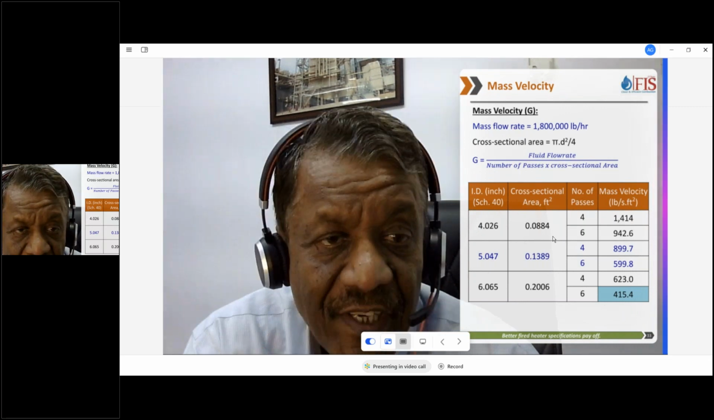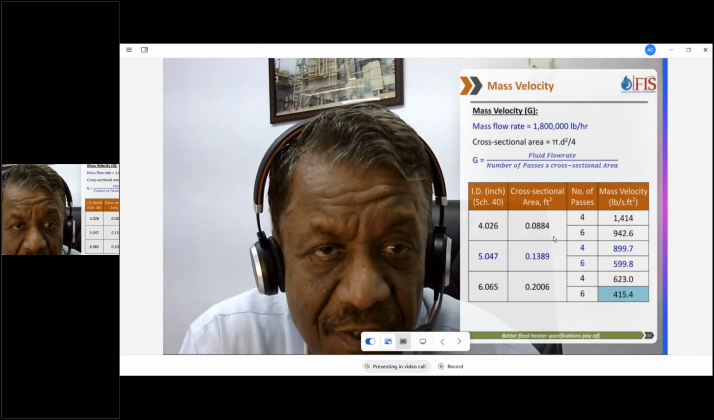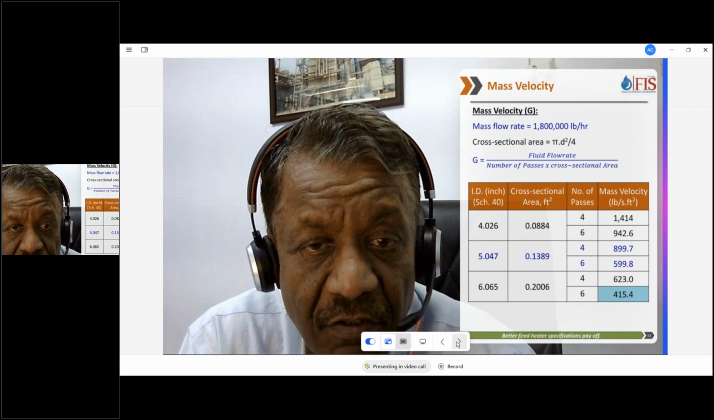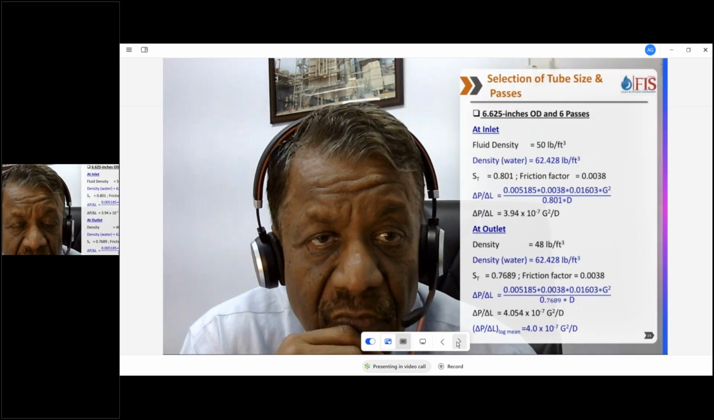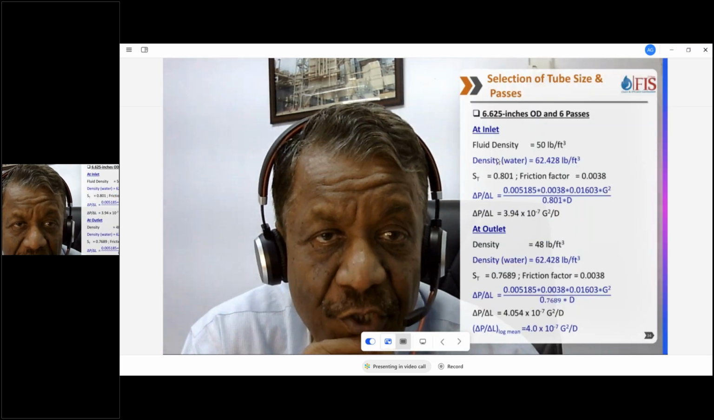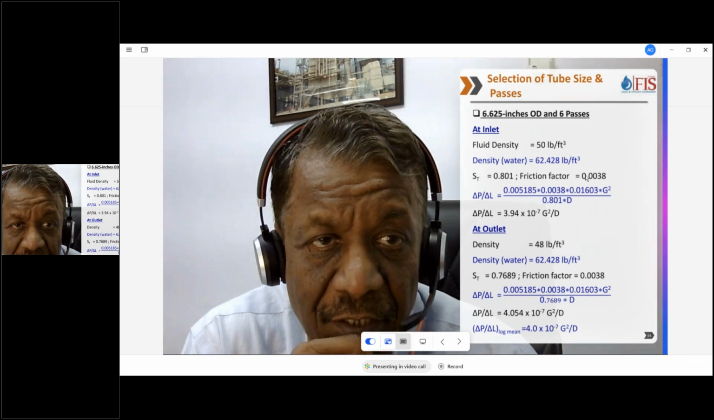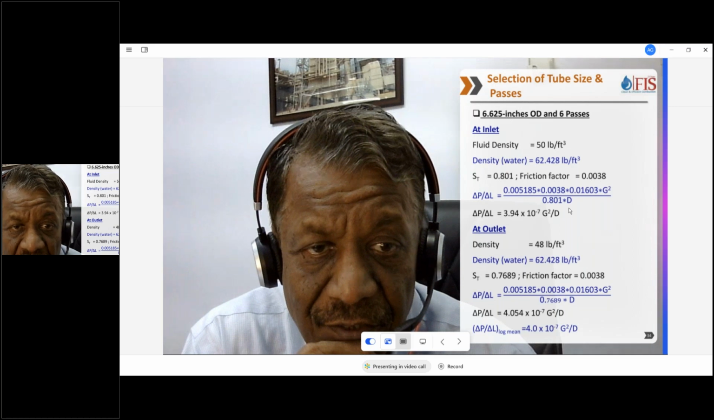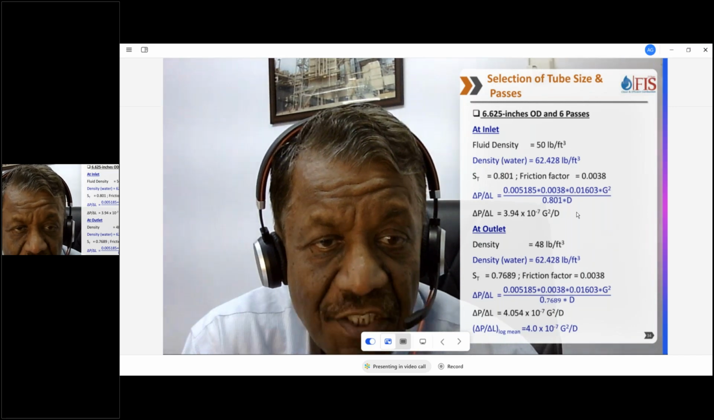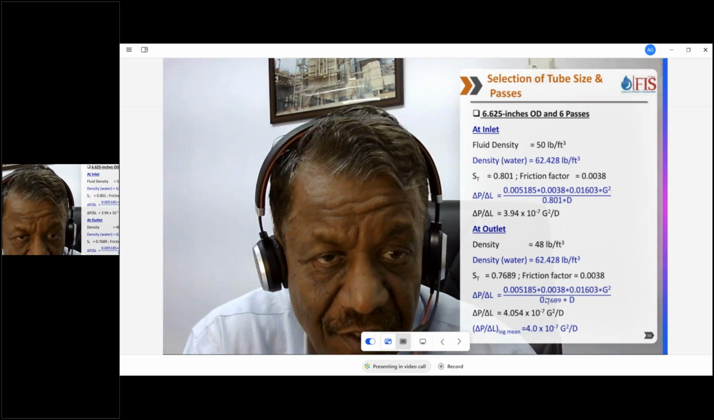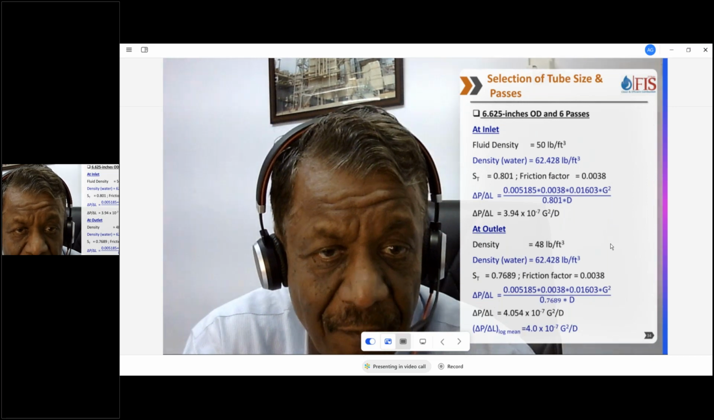And for all these mass velocities, we have to see what the pressure drop is going to be. So we do these pressure drop calculations. Very, very simple. Don't get scared by these numbers. Process engineers always have these things. They come up with this delta P log mean.